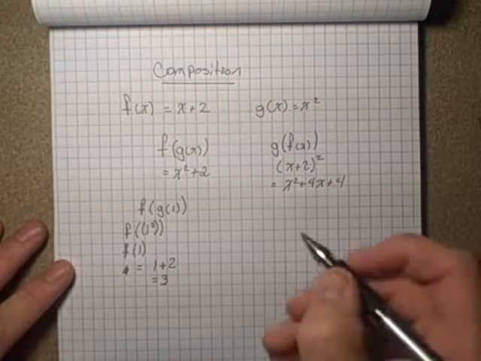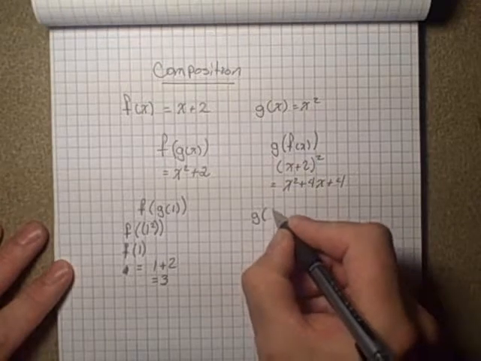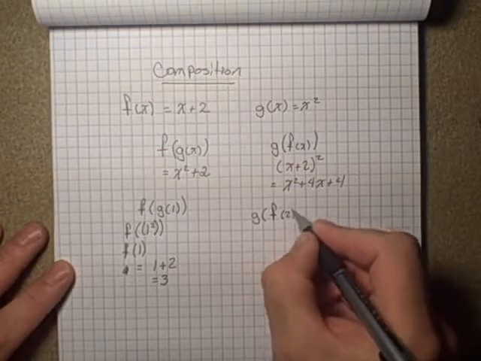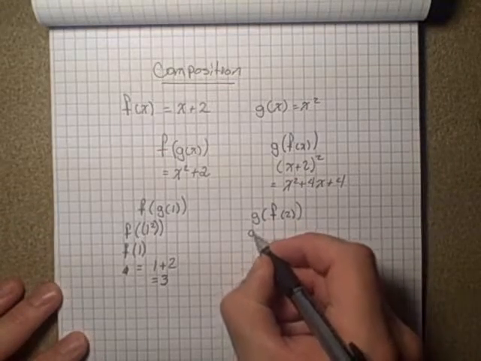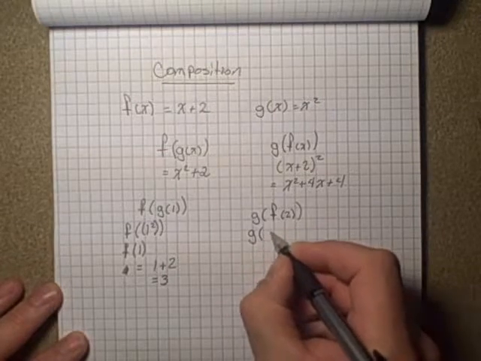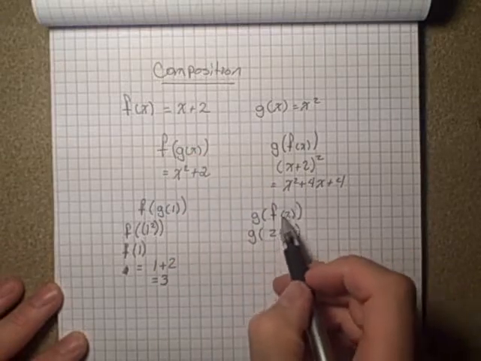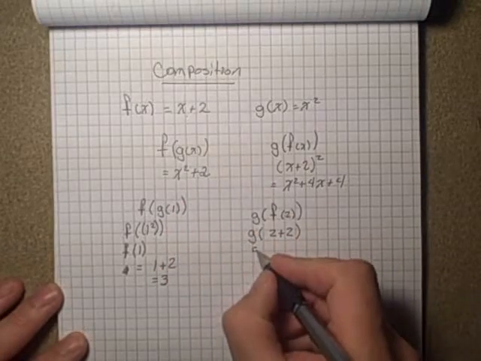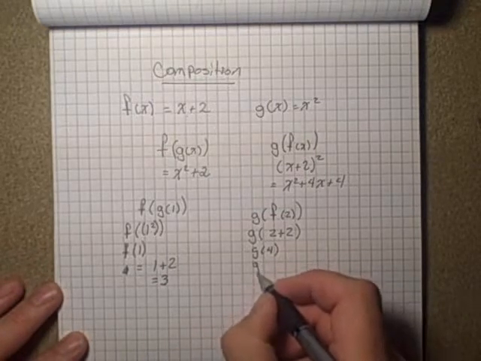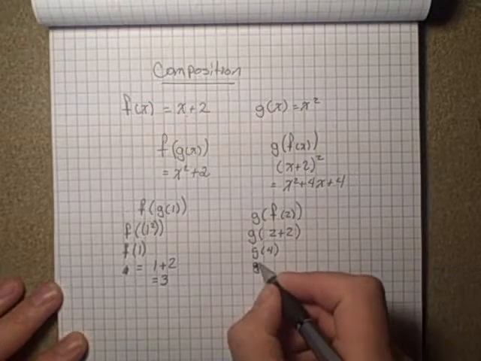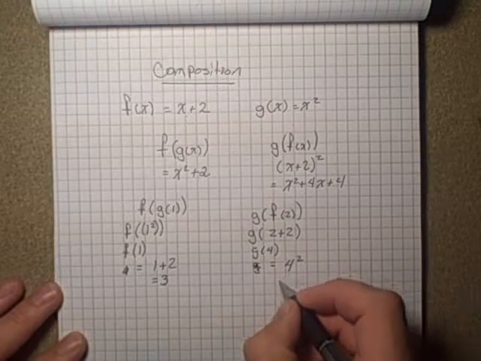Let's take another example here. Let's go g of, let's say f of 2. So g composes f of 2. So g, f of 2, let's do that now. So 2 plus 2, I'm using the f of x formula inside there because that's what I'm doing first. So that would give me g of 4. So now I must do g of 4. G of 4, let's just put an equal sign there. That's x squared, so that'd be 4 squared, which would equal 16.